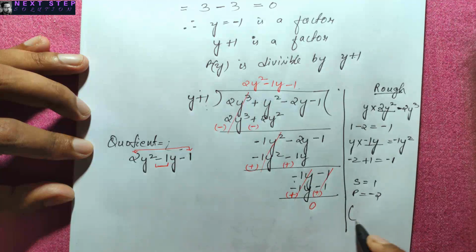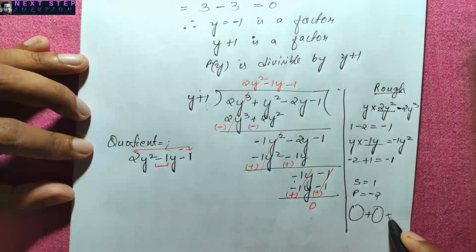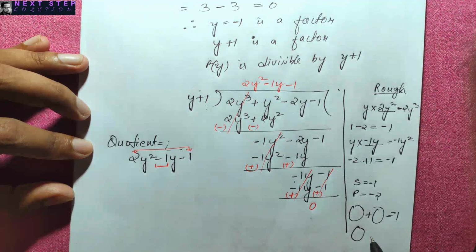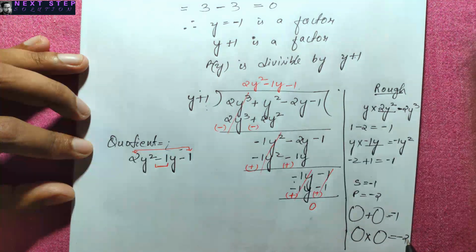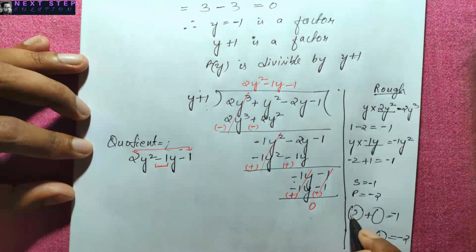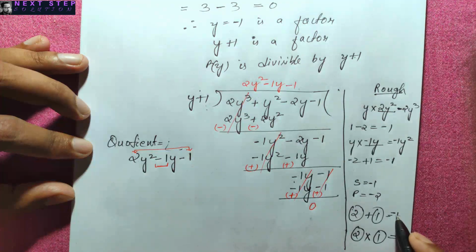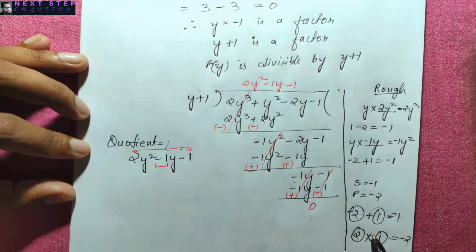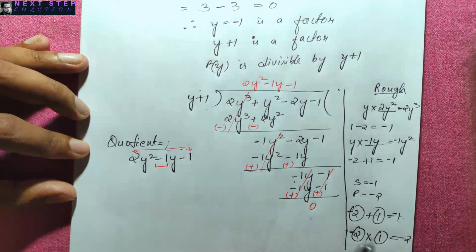We have to find out two numbers such that after adding them we get minus 1, and the same numbers after multiplying we should get 2 into minus 1 as minus 2. Now 2 comes in the table of 2 only. 2 ones are 2, so the numbers are 2 and 1. Now 2 and 1 after subtracting should give you minus 1. In order to get minus 1, 2 has to be negative. So minus 2 and plus 1 are the required numbers.